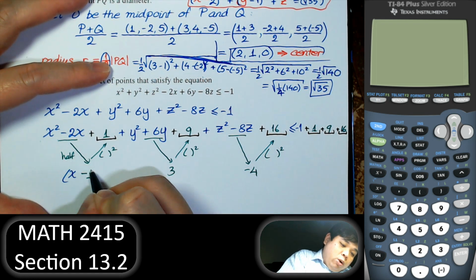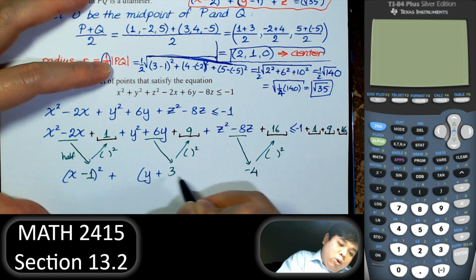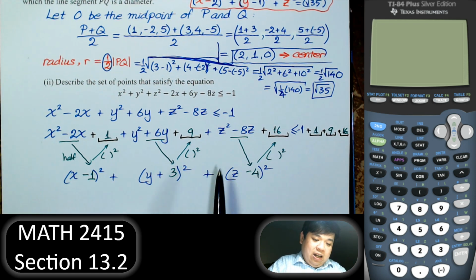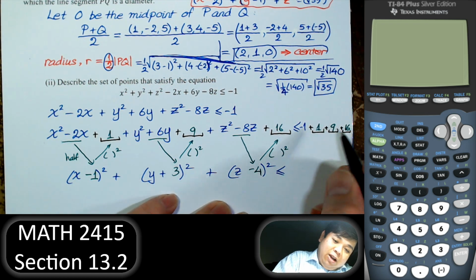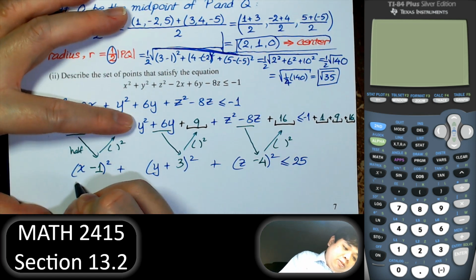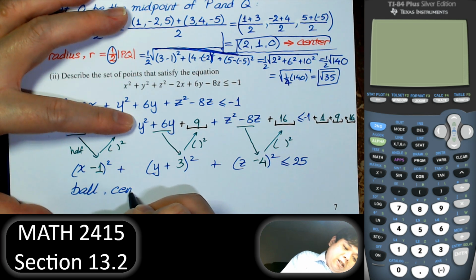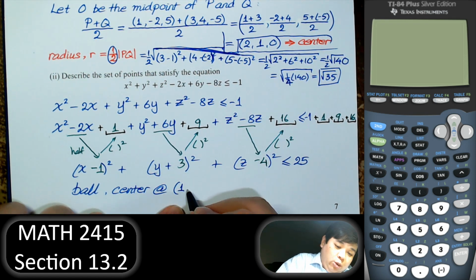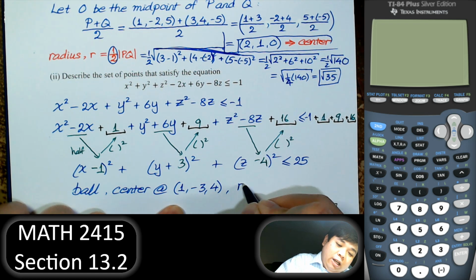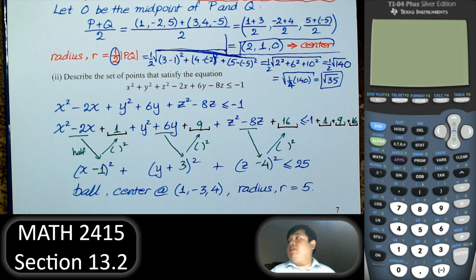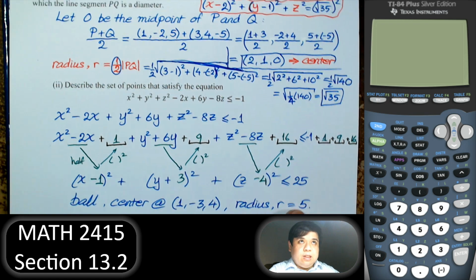Then we just say x minus 1 squared, y plus 3 squared, and z minus 4 squared. See, just take the x, the y, and the z and make a square. And then on the right hand side, negative 1, 1 cancel, 9, 16, 25. So we have this less than or equal to 25. So this is the ball. Center. The center will be at 1, this will be y minus negative 3, and then 4. And radius, square root of that. Right. So that is the equation of a ball. Once again, sorry about that.